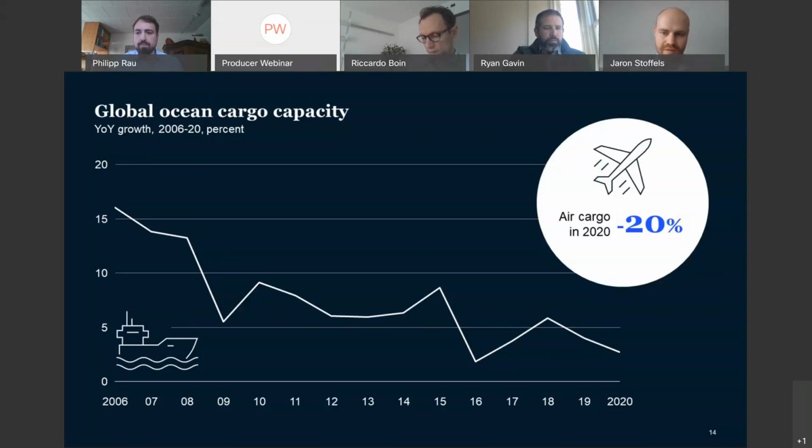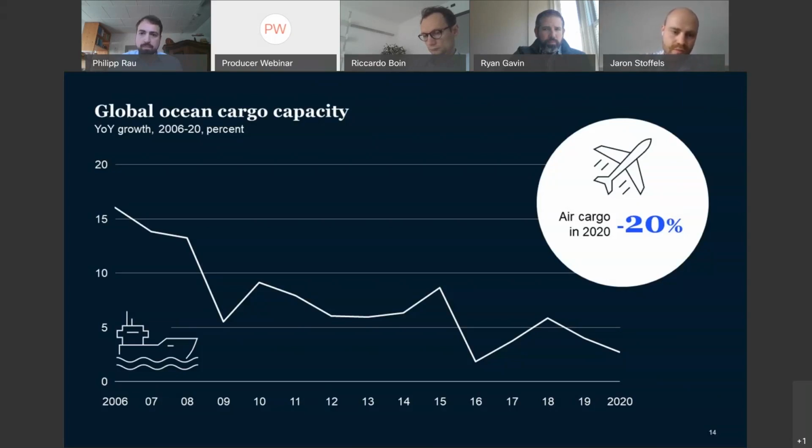So we saw an imbalance for ocean cargo, and at the same time in air cargo we saw an even higher imbalance with all the belly capacity being vanished out of the market. And there we have not even seen this small increase in capacity, but actually a drop of about 20% when looking at the total year 2020.